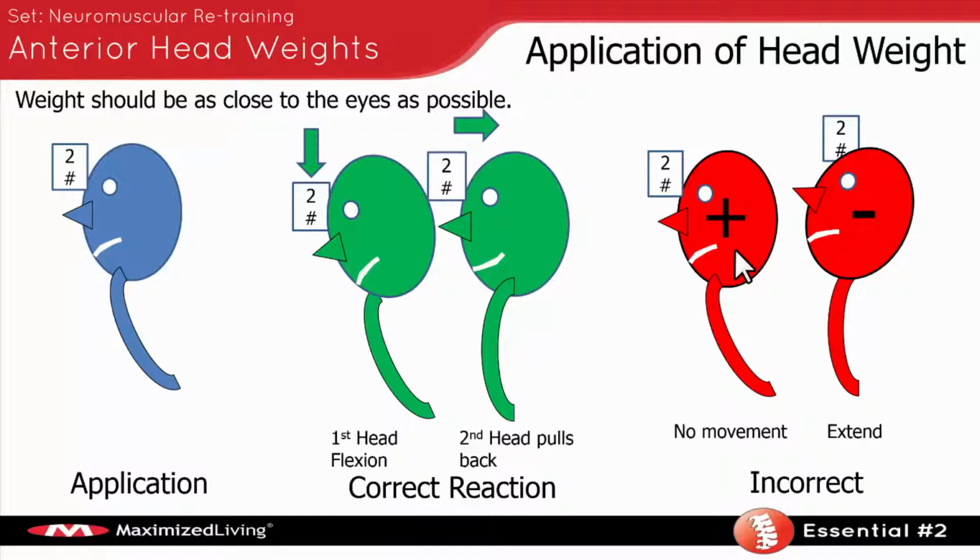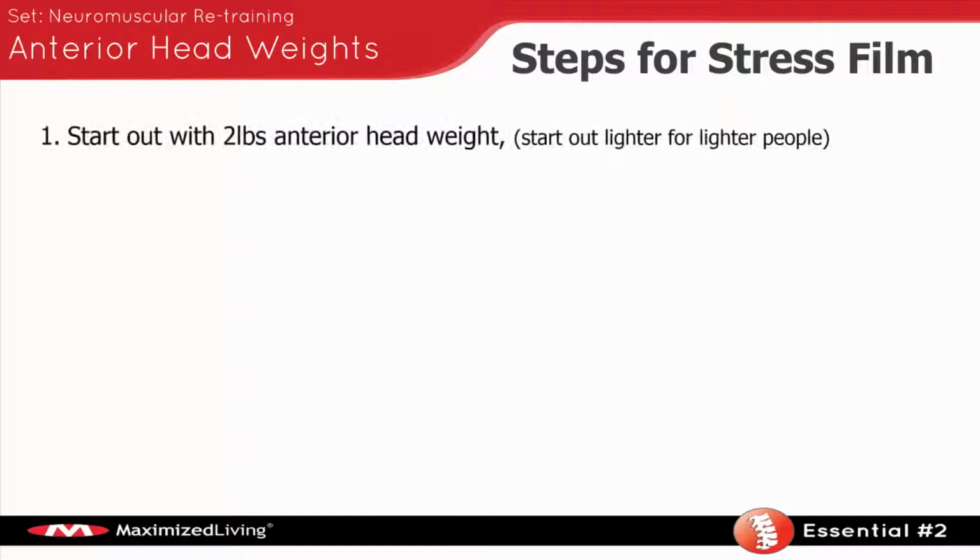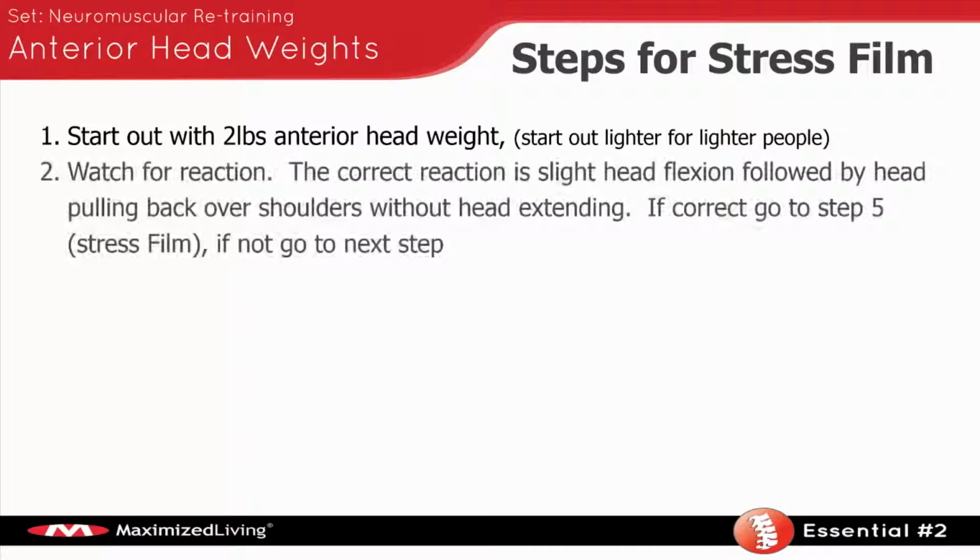It's extremely important to get this correct if you want to get a good pre and post x-ray. So here it is in writing for you. You start off with 2 pounds. You wait for the reaction. A lot of times if the person marches in place, you can elicit a reaction a little faster. It takes about 20 seconds or so for the body to start reacting. What you're looking for is the head to pull back over the shoulders without extending. If that happens, great. You go on to step 5, which is taking a stress film.